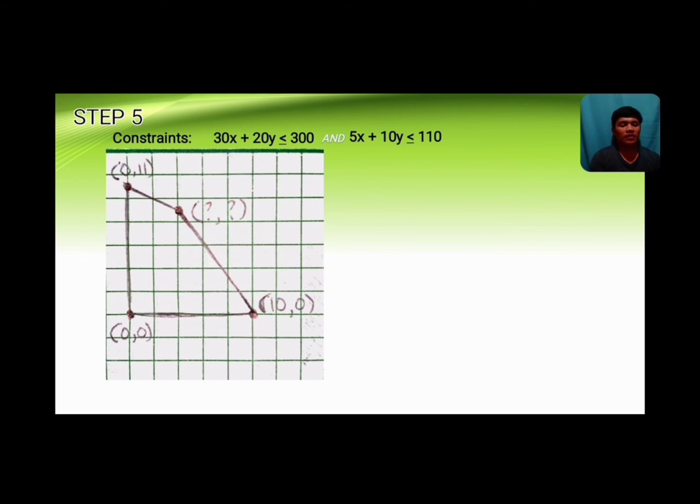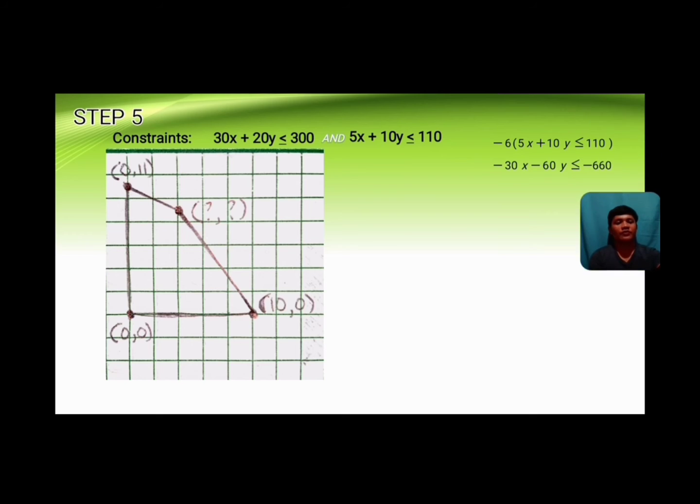So in the given graph, we found the feasible region in this area, in which we have these 4 points: (0, 0), which is the origin, (0, 11), (10, 0), and we have here the unknown point. So we have to solve for the value of x and the value of y. In order for us to do that, we need to use these two constraints.